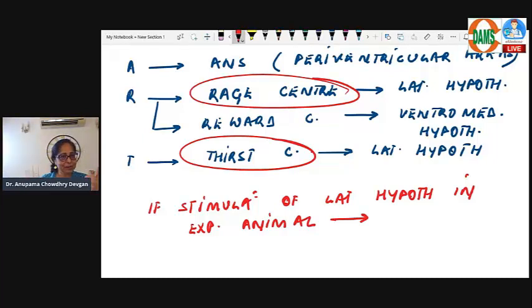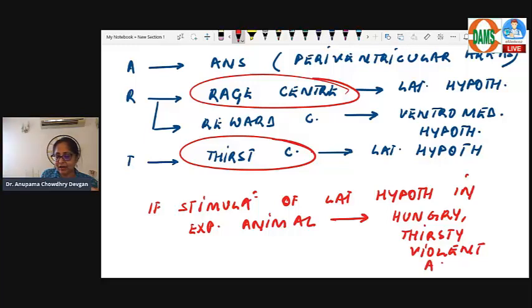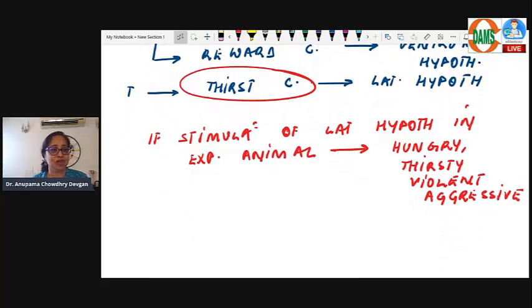The animal will be hungry. He will be thirsty. He will be violent. And he will be aggressive, isn't it? Why so? Because the lateral hypothalamus is the hunger center, thirst center, rage center. So it's going to be hungry, thirsty, violent, and aggressive.